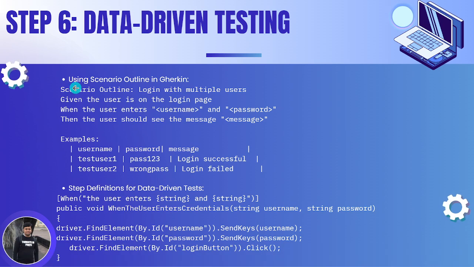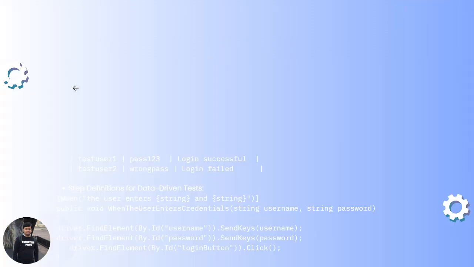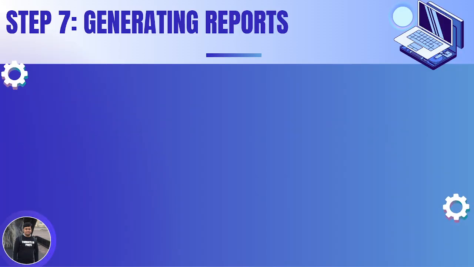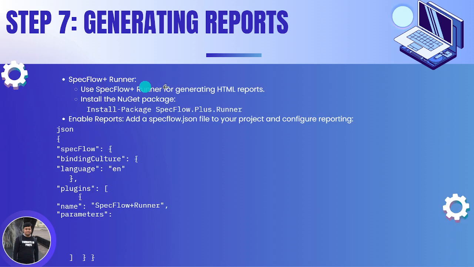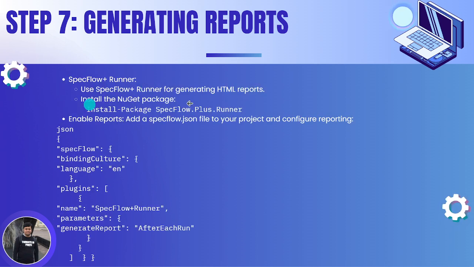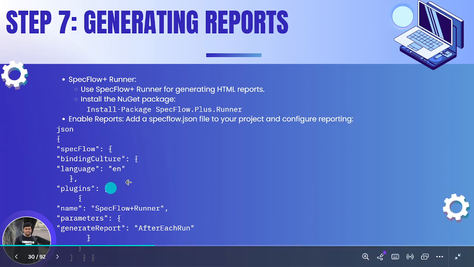Next is generating reports. You can use SpecFlow plus runner for generating HTML reports. For that you just need to install SpecFlow.Plus.Runner and enable reporting. Add the SpecFlow.json file to your project and configure reporting. This is the JSON file which can be created for the reporting.